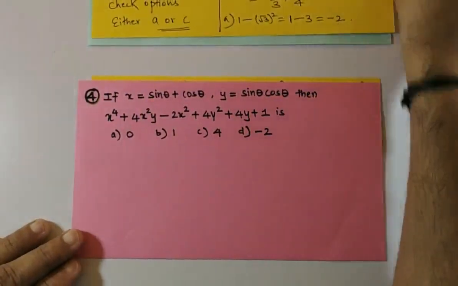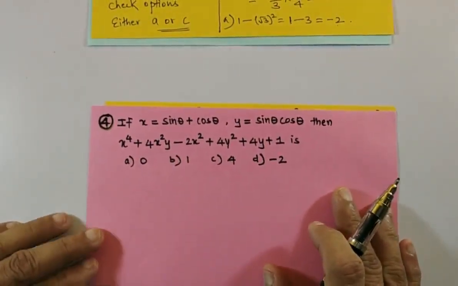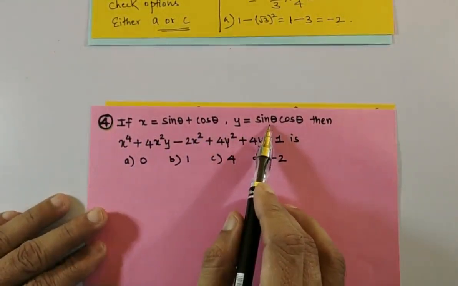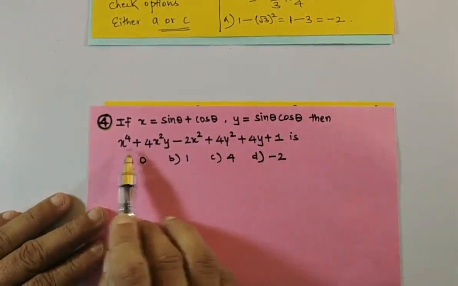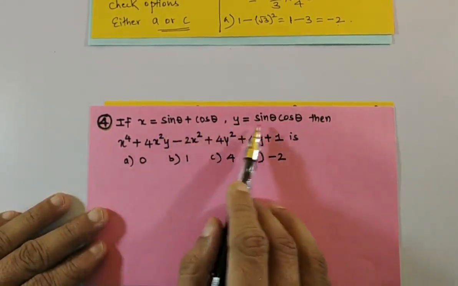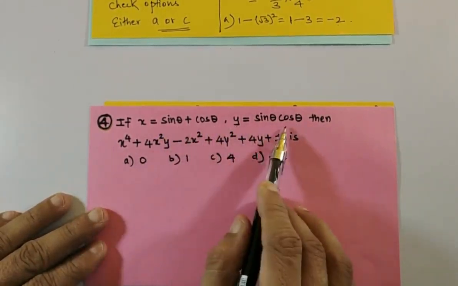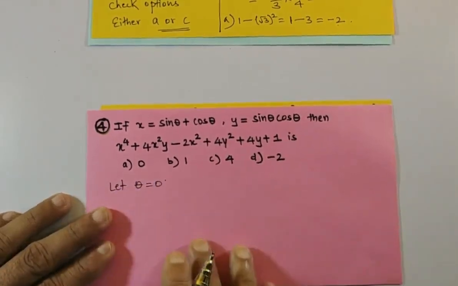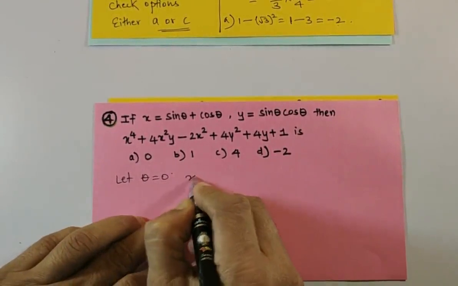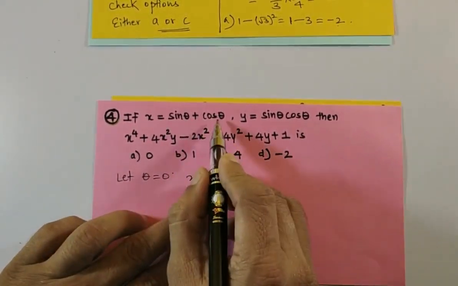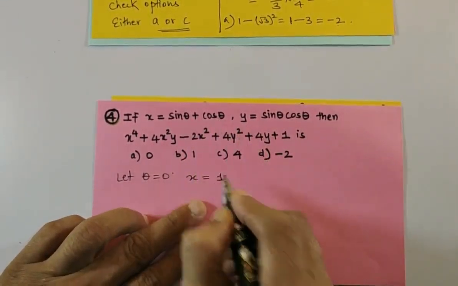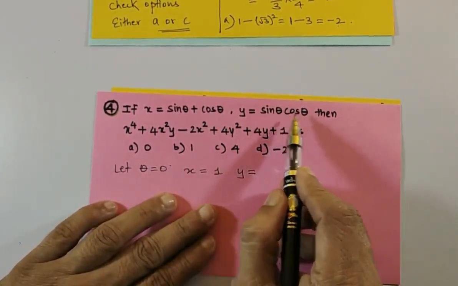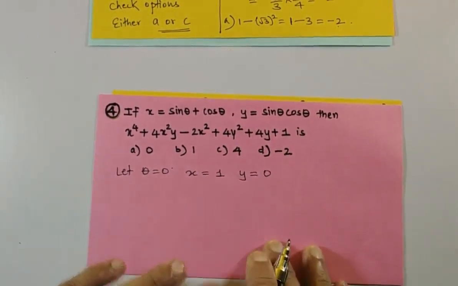So if I go for the fourth one, x is equal to sin theta plus cos theta, y is equal to sin theta into cos theta. Here you will not get an indeterminate form because the denominator is 1. So I will take theta is equal to 0 degree. If theta is equal to 0, x equals sin 0, which is 0, plus cos 0, which is 1, so x is 1. Y equals sin 0, which is 0, into cos 0, so this will be 0, so y is 0.